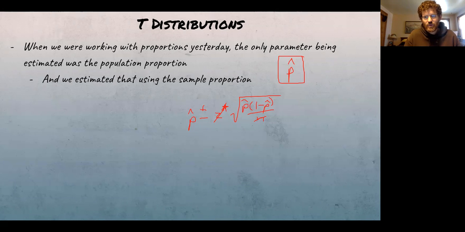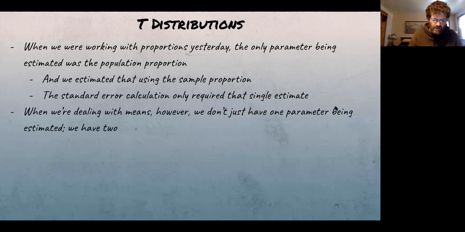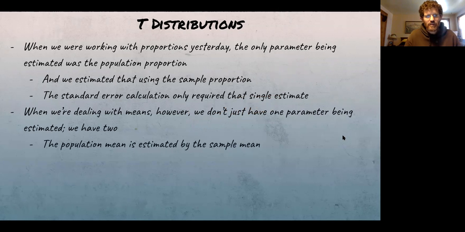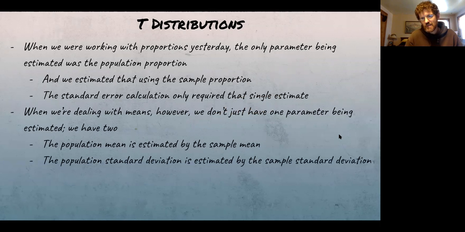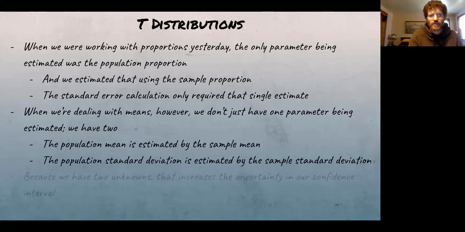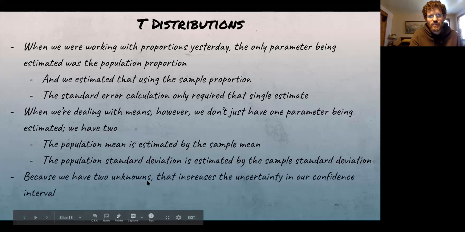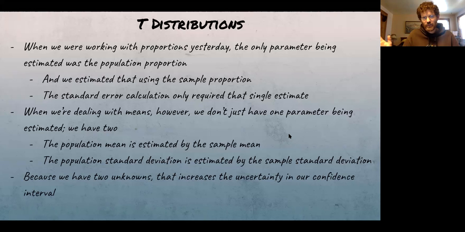All right. So you can be a lot more certain with your answers when you're working with proportions, because there's only one thing you're estimating. We need to contrast that now with means, because we don't just have one parameter being estimated, we have two. We are estimating the population mean by using the sample mean. We are estimating the population standard deviation by using the sample standard deviation. Those are two sources of error. And with those two unknowns, that increases the uncertainty in our confidence interval. So we need to be a little more cautious and make our intervals a little bit wider, because there's uncertainty.